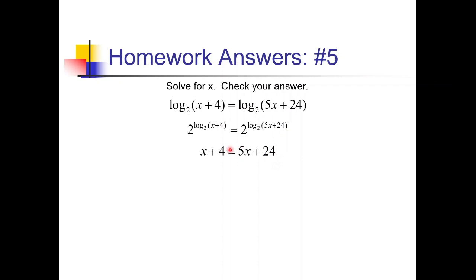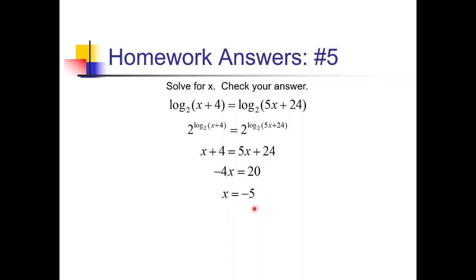And at this point I can just solve this like a regular equation. So let me subtract 5x from both sides. That gives me a negative 4x on the left. On the right side, if I subtract 4, I've got a 20 over there. And then dividing, we end up with x equals negative 5.